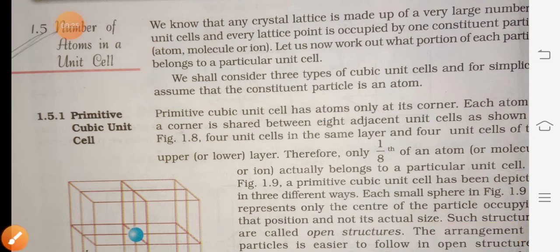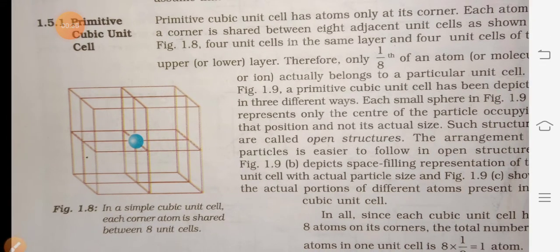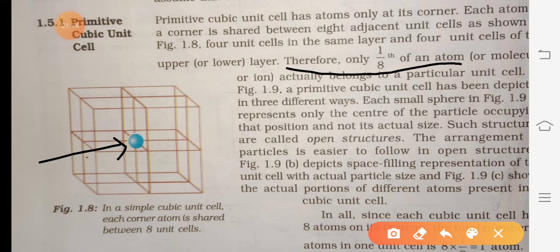Now if you can see figure 1.8, they have shown one particular corner atom. That corner atom is not just a part of one unit cell. As you can see, it is a part of 8 neighboring unit cells, shared equally among the 8 unit cells. Since each corner atom is shared by 8 adjacent unit cells, 4 on the same layer and 4 on the above or the lower layer, only 1/8 of that particular atom actually belongs to a particular unit cell. That means the corner atom is contributing only 1/8 to a particular unit cell.